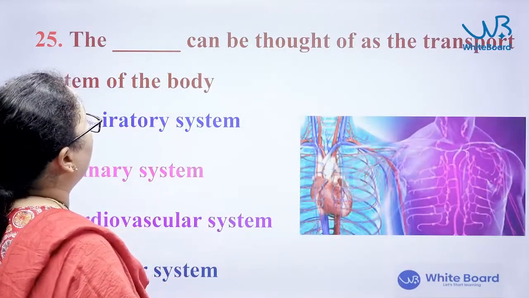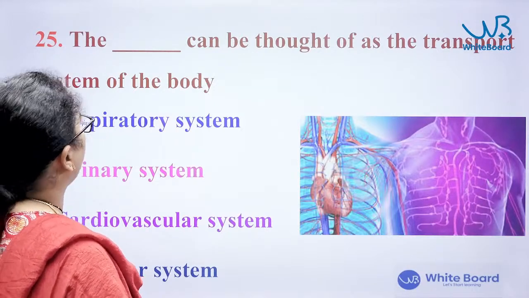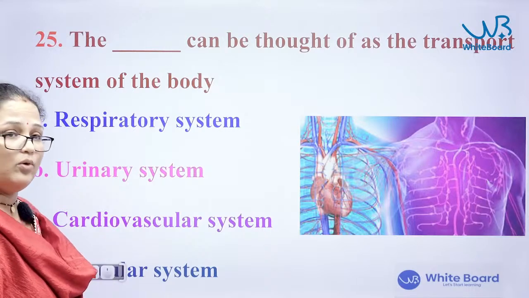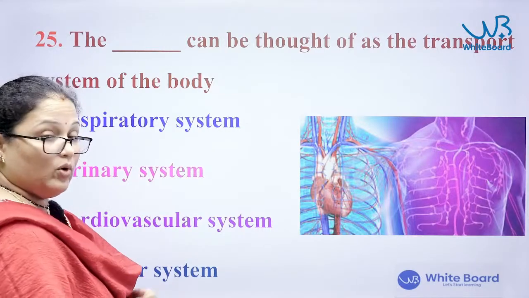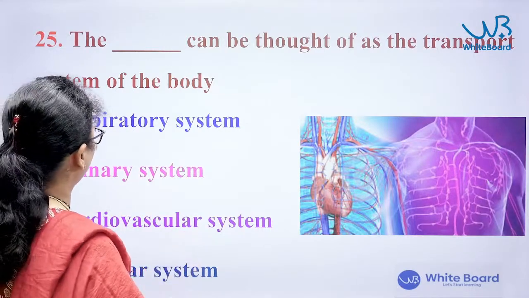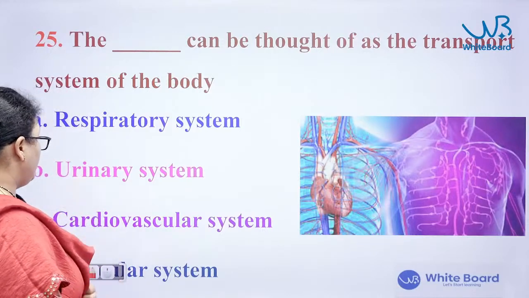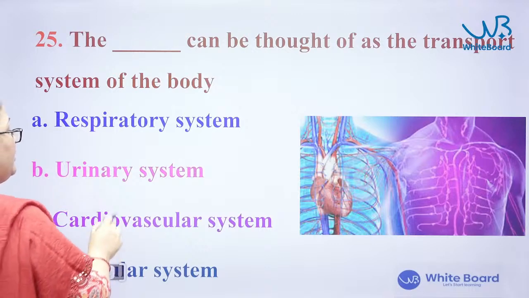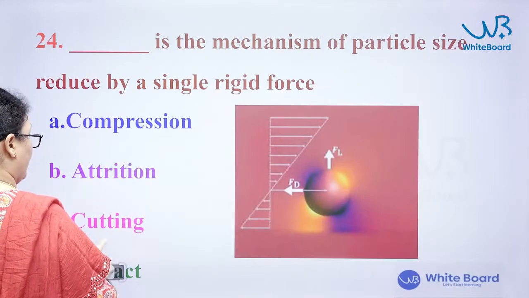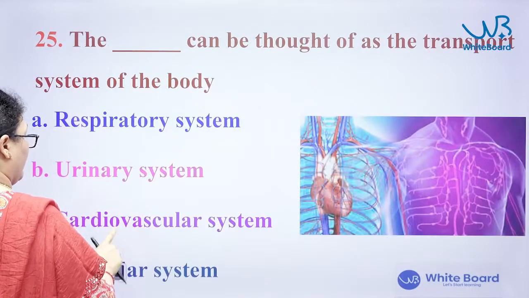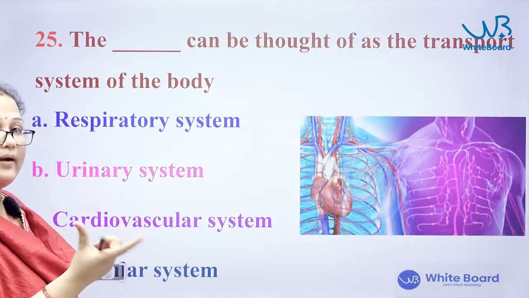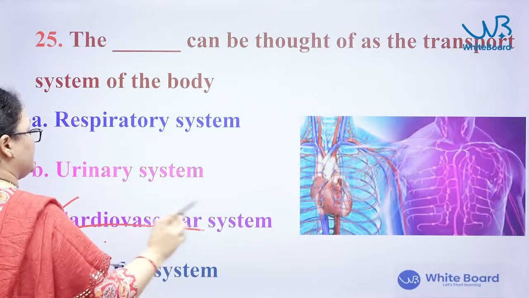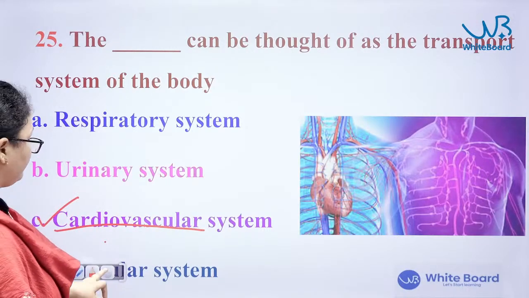Next, it can be thought of as a transport system of the body out of all the system. Respiratory system, no. Urinary system, no. It is an excretory system, okay. Next, coming to the third option is a cardiovascular system. Cardiovascular system is nothing but heart. So, what the heart does? Pumping, okay. Transport of blood or the circulation of the blood. So, the correct answer is the option C, CVS system.